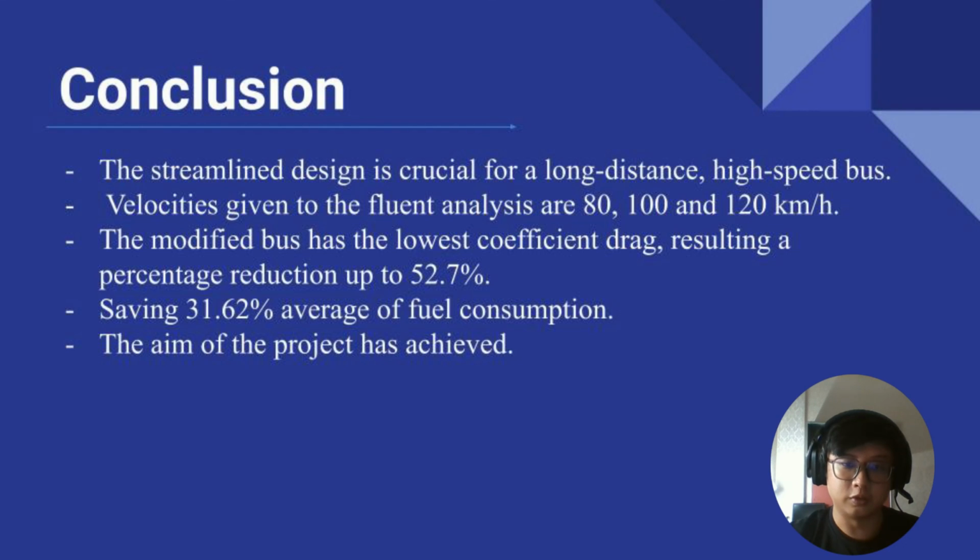Lastly, as for the conclusion, the streamlined design is crucial for long-distance high-speed buses. The velocities given to the Fluent analysis are 80, 100 and 120 km per hour. The modified bus has the lowest drag coefficient, resulting in a percentage reduction of up to 52.7%, saving 31.62% on average of fuel consumption. The aim of the project has been achieved.